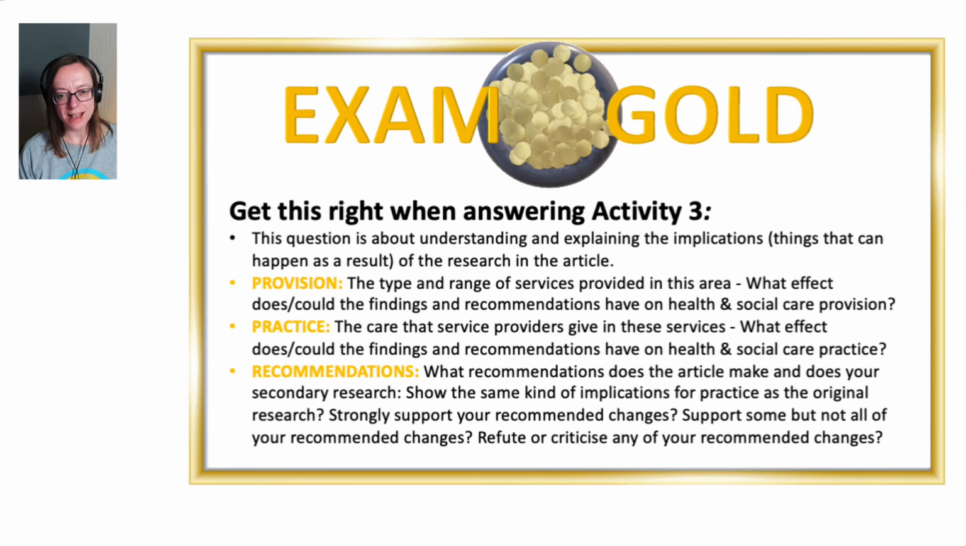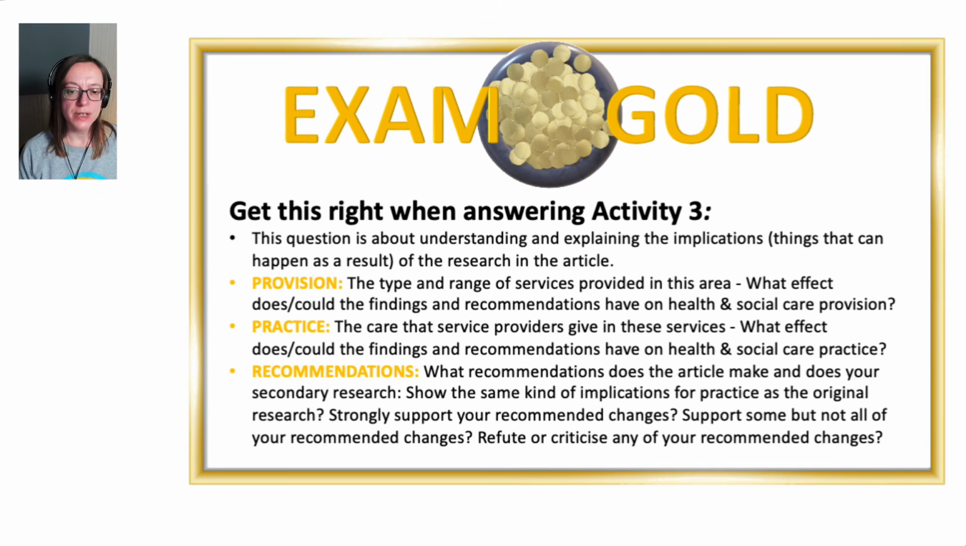Okay, let's look at some exam gold for activity 3. This question is about understanding and explaining the implications, that means things that can happen as a result, of the research in the article and the secondary research articles. Provision refers to the type and range of services provided in an area, and practice is the care that service providers give within these services. So you have to consider the effect on provision and practice.